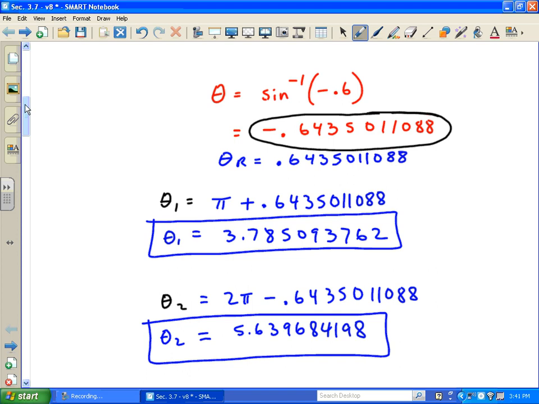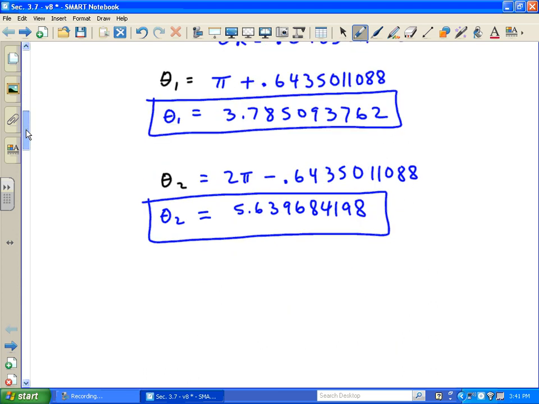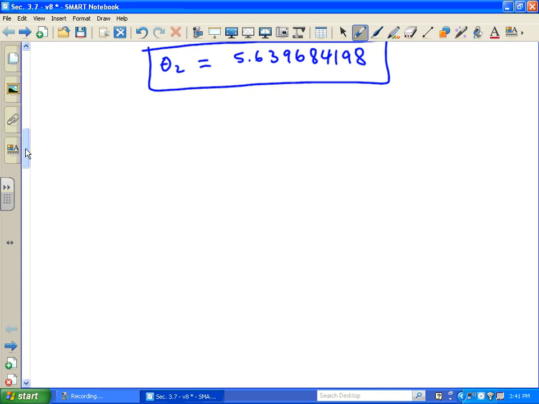Let's look at one other example. Another example might be where your calculator gives you an angle that you might not be able to use as a reference, but it actually might be used as one of your answers. Let's look at this example.